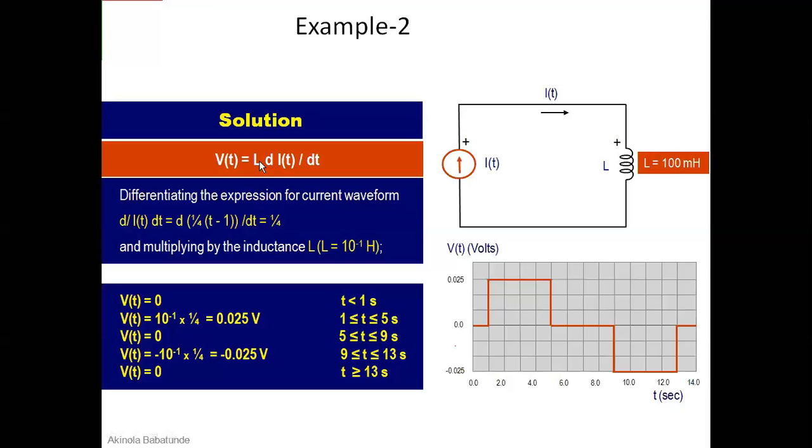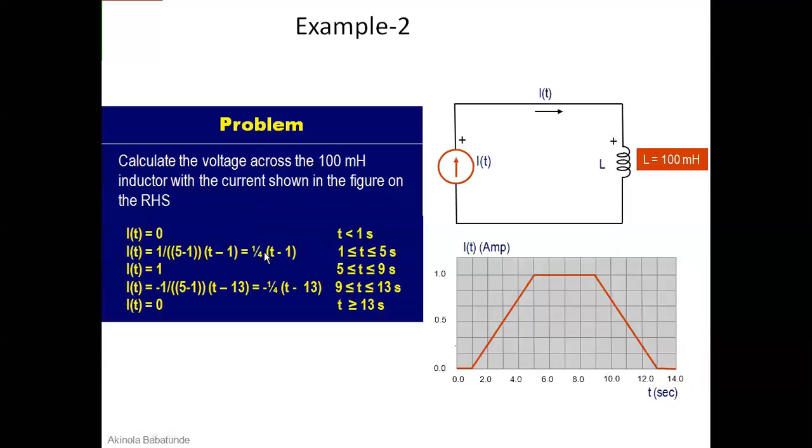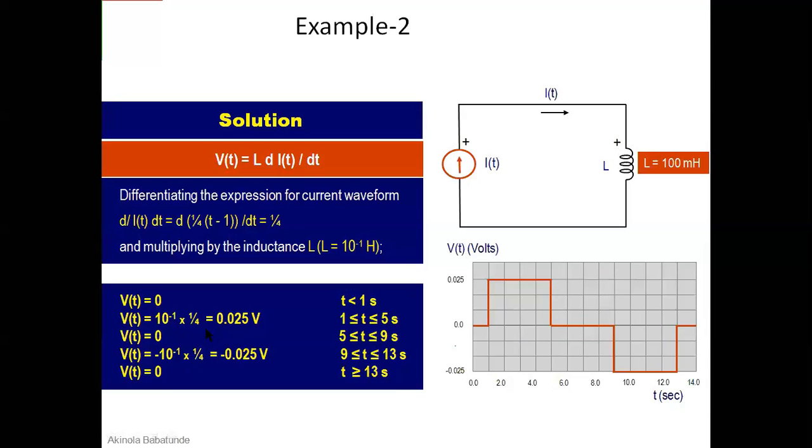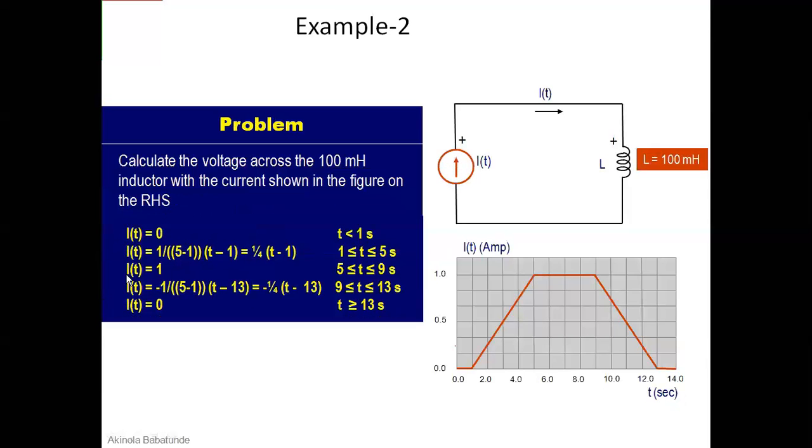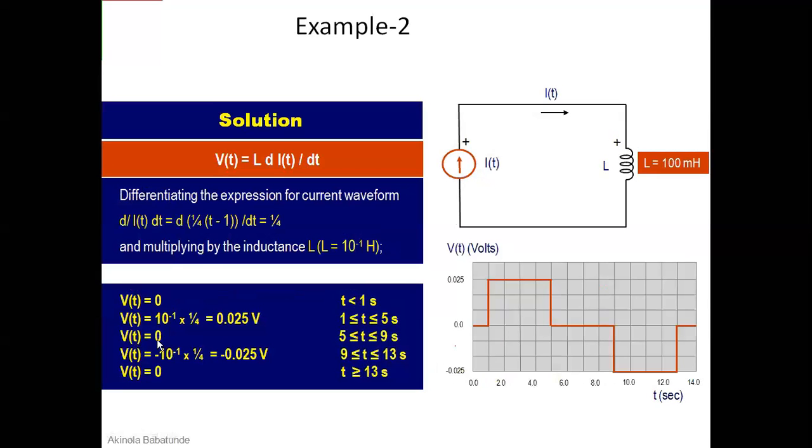So L is 10 raised to the power minus 1 multiplied by 1/4. When you differentiate this particular current here, you have 1/4. So you have 10 raised to the power minus 1 times 1/4, that gives 0.025. And then when you differentiate current equal to 1, this is another constant, so when you differentiate the constant you get 0. So at that particular point your V would also be equal to 0.